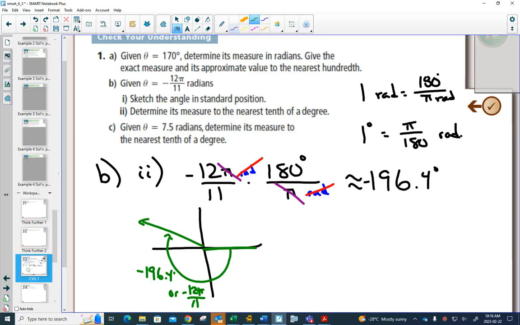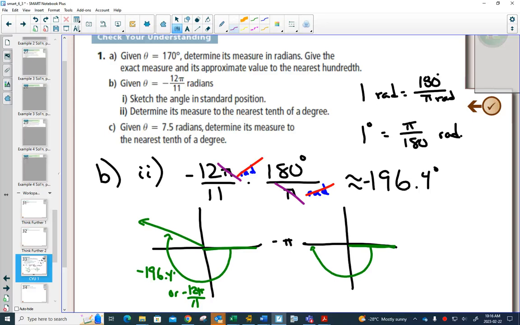So I think measuring negative 196, you'd probably be pretty good at that. Measuring in radians, again, you would be starting here. Halfway around is pi radians. 180 degrees is pi radians. 360 degrees is 2 pi radians. So if halfway around is pi, this, going in the negative direction, would be negative pi, and I need to go negative 12 pi over 11.